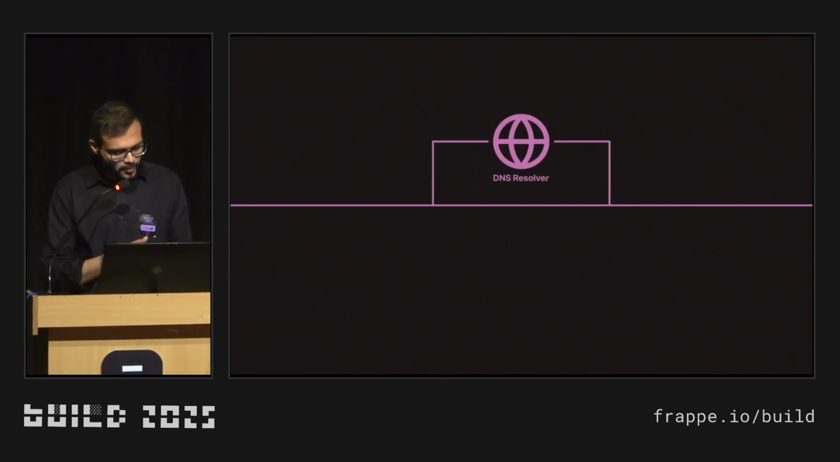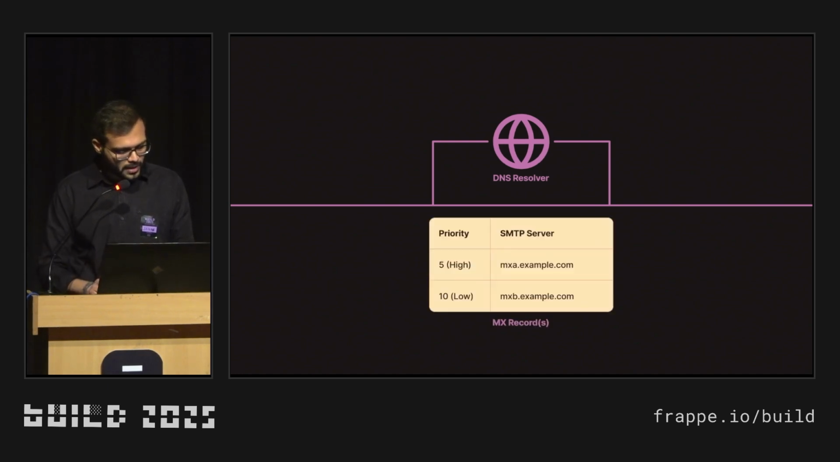The sender server performs an MX, mail exchange, lookup using a DNS resolver. The DNS server responds with the recipient domain's mailbox MX records ranked by priority. The sender server establishes an SMTP connection with the highest priority MX server, which in this case is mxa.example.com. Port 25 is used for this connection as it's the standard for email delivery.